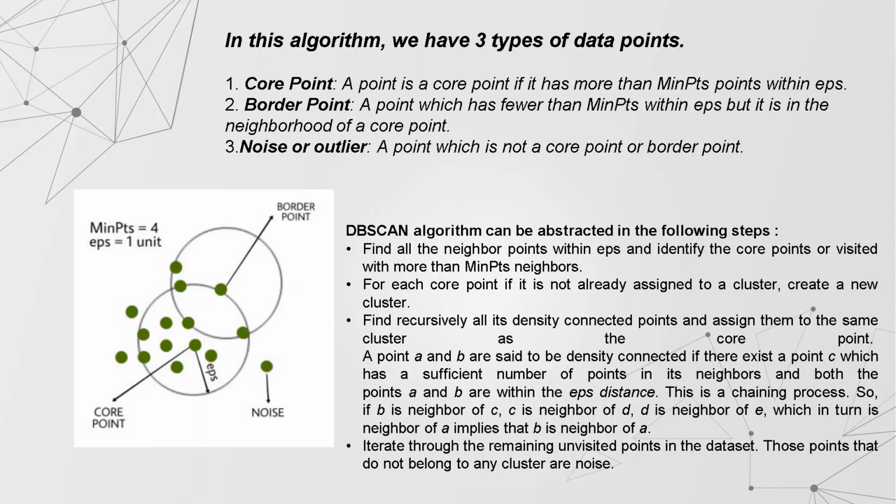So if B is a neighbor of C, C is a neighbor of D, D is a neighbor of E, which in turn is a neighbor of A, it implies that B is a neighbor of A. Lastly, iterate through the remaining unvisited points in the dataset. Those points that do not belong to any cluster are noise.